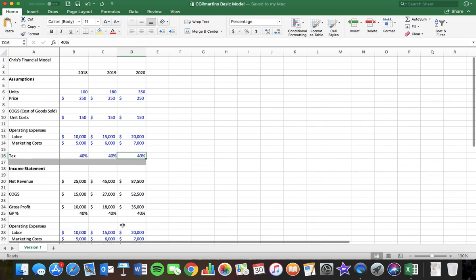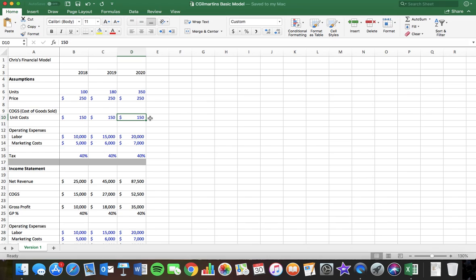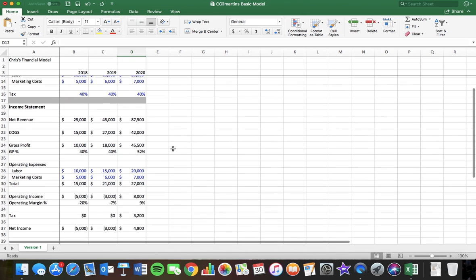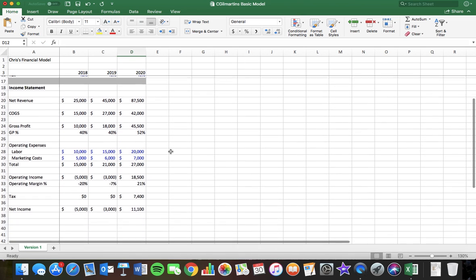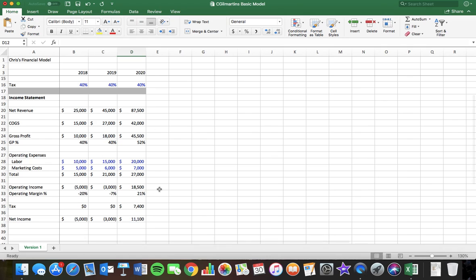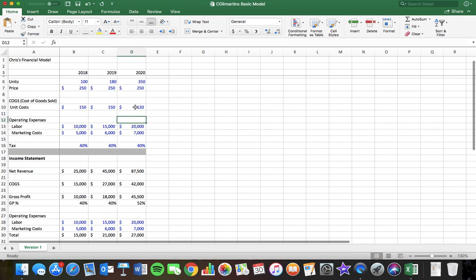Now it's a financial model because you can go back and change things. Say, hey, what if we cut our cost of goods sold by $30, and instead of 150 we sell it for 120? How would that affect everything? You can see down here, it should load, okay. You can see our net income changed way differently. We paid more in tax that year. Our operating income was way more, and you can see how you can alter things.